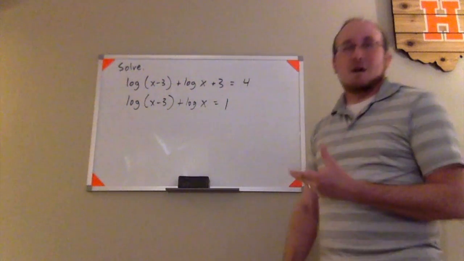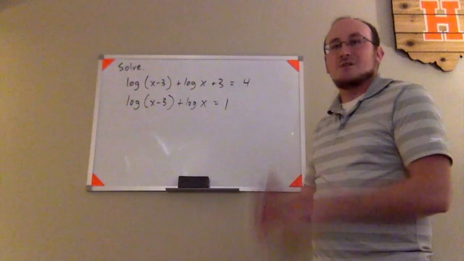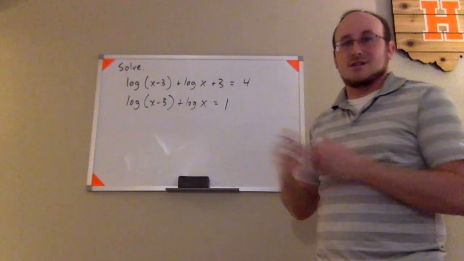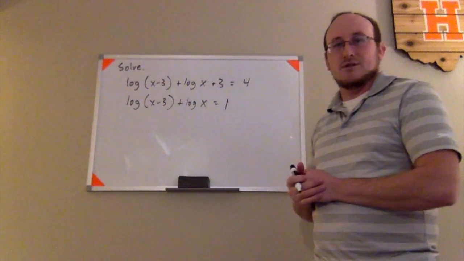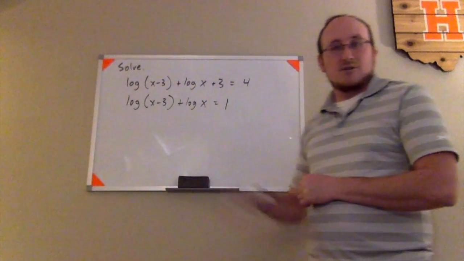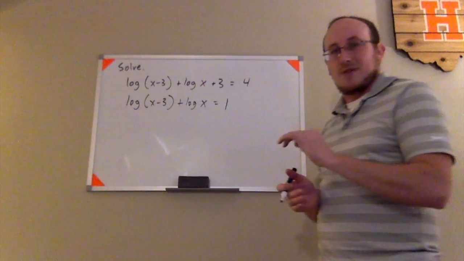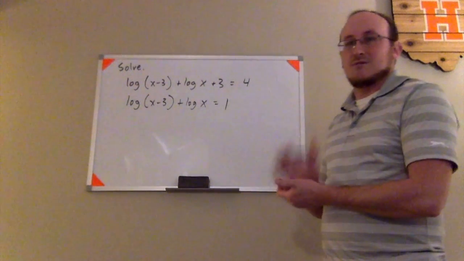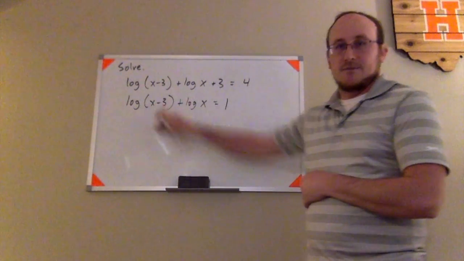So we need to keep that in mind as we're working with this problem, that our solutions have to be greater than 3. If we get anything that's not greater than 3, we have to toss it out because it wouldn't make the original equation true, because one or more parts of the equation would be undefined. So let's keep that thought in the back of our head. X has to be greater than 3 for this particular problem because of what's inside this logarithm.